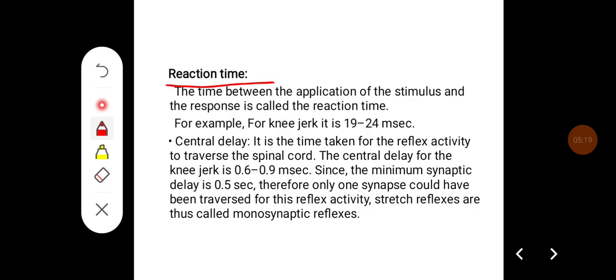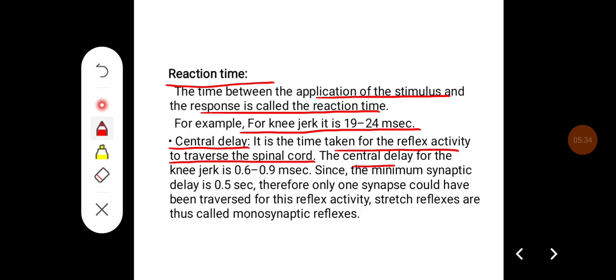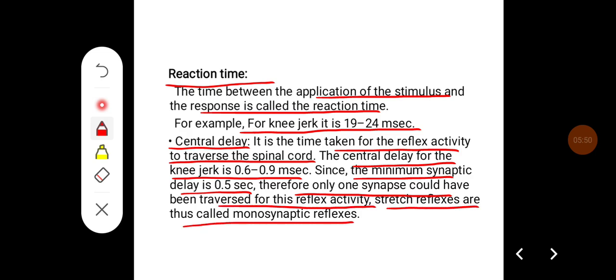Reaction time is the time between the application of the stimulus and the response. For example, for the knee jerk, it is around 19 to 24 milliseconds. Then there is the central delay, which is the time taken for the reflex activity to traverse the spinal cord. The central delay for the knee jerk is 0.6 to 0.9 milliseconds. Since the minimum synaptic delay is 0.5 milliseconds, only one synapse could have been traversed for this reflex activity. Stretch reflexes are thus called monosynaptic reflexes.